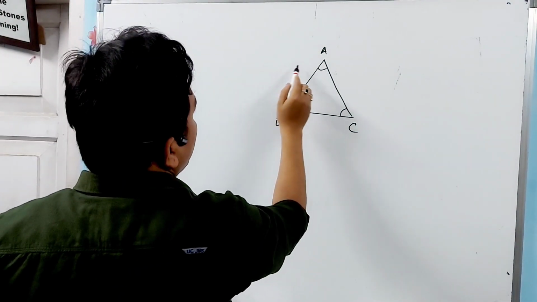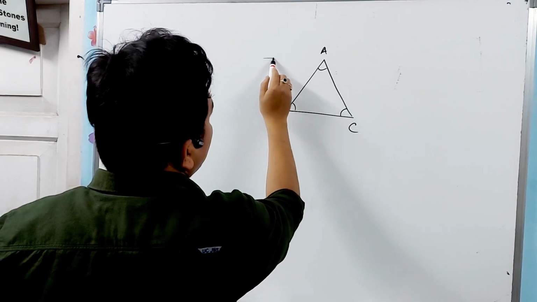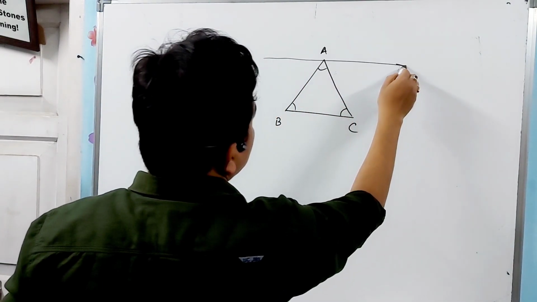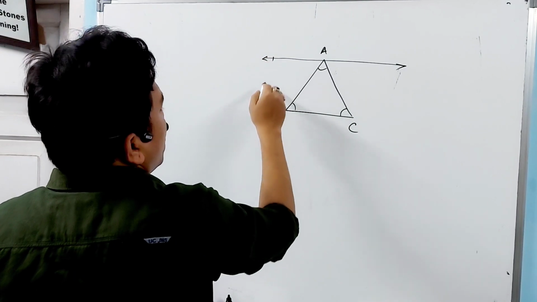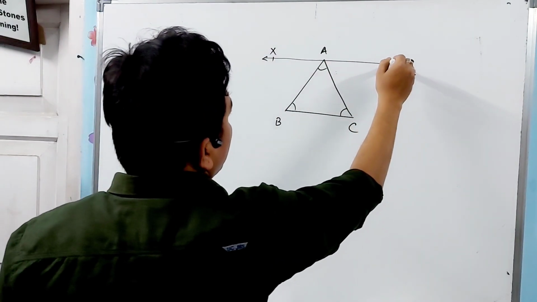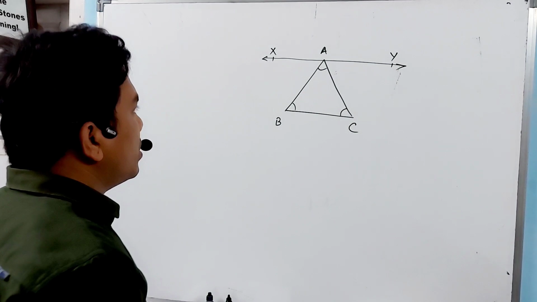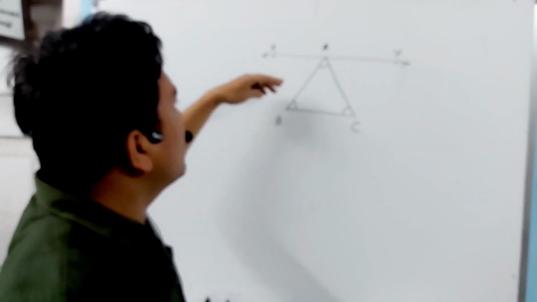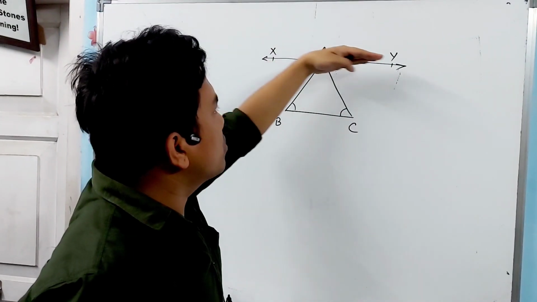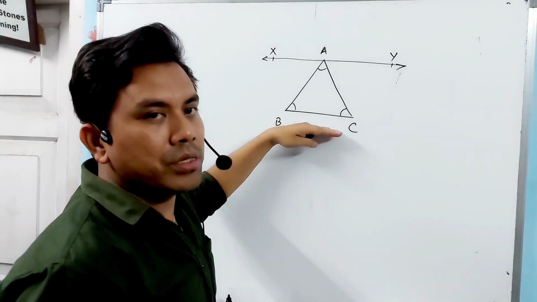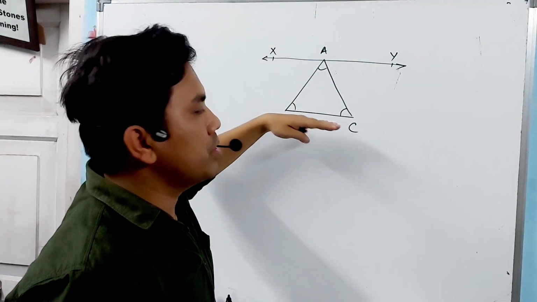So for that, we have to draw a line passing through A, and let the name of the line be XY. So what we have done, we have drawn a line XY through A parallel to BC. XY is parallel to BC.